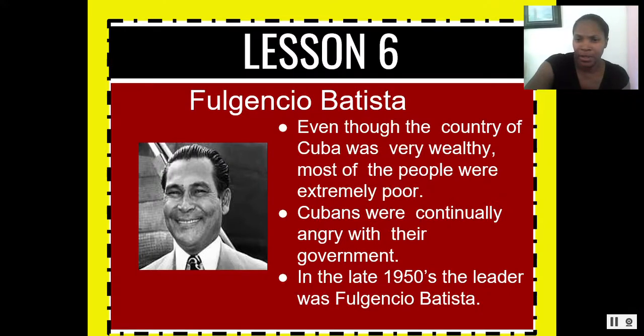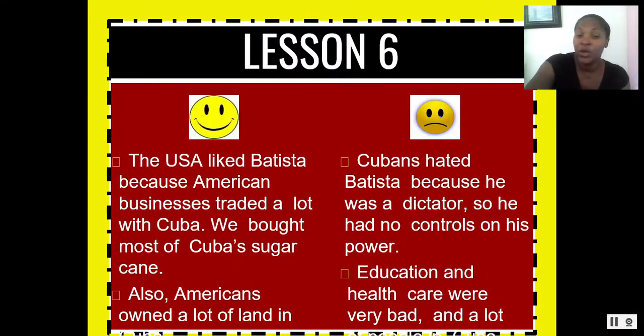He was very rich, while the country was rich, but most people were poor. And the Cubans were, as I said, continuously angry. Now, the US liked Batista because he allowed US businesses to come and take over Cuba, and even the mobs that existed in America could come and set up big businesses in Cuba and benefit from it. And the Americans owned a whole heap of land in Cuba. It's as if it was mini America. And because of that, America loved him because they were benefiting from the relationship.